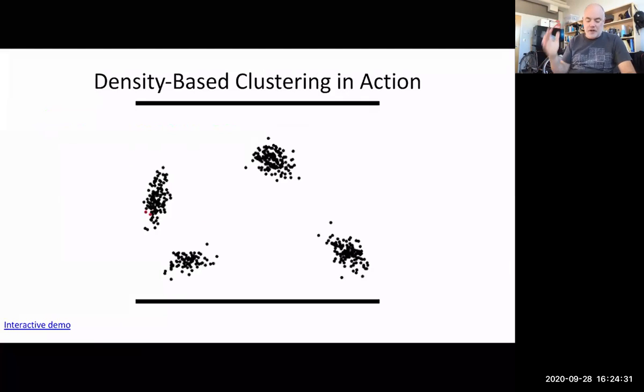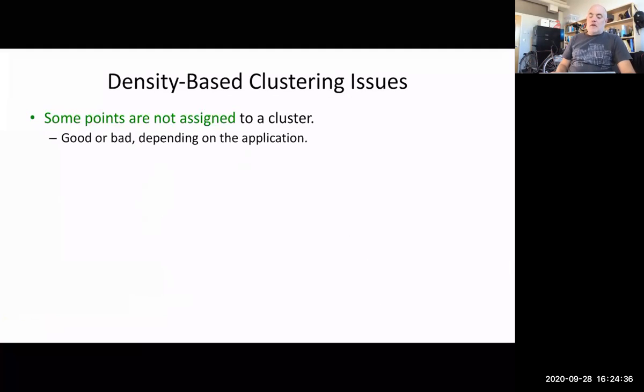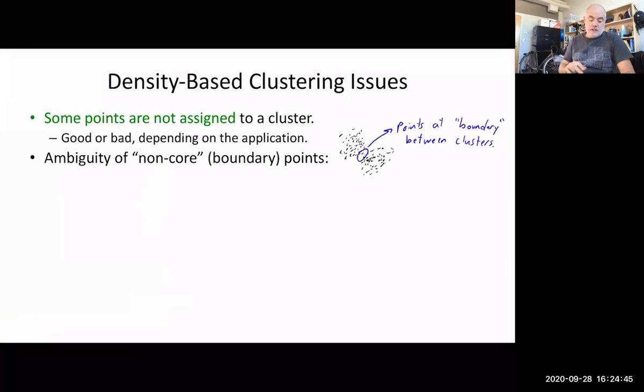It's pretty obvious what DBSCAN is going to do based on the algorithm. There are some issues. Some points are not assigned to a cluster. Is this good or bad? It sort of depends on the application, right? There's an ambiguity about what to do with non-core boundary points, right? So there's a boundary here. What do we do with this one? We could throw it out. We could arbitrarily assign it to one of the clusters.